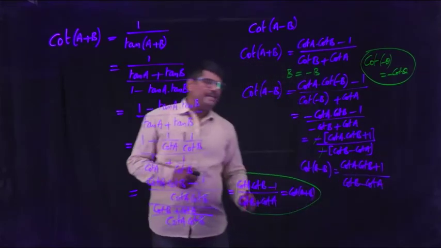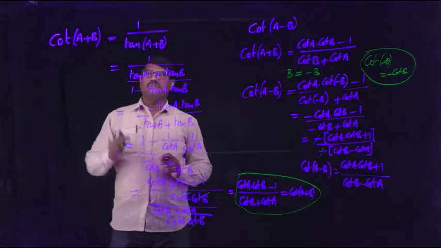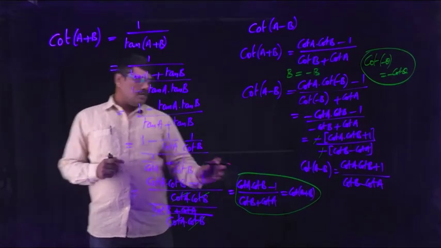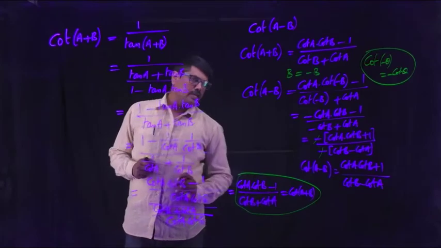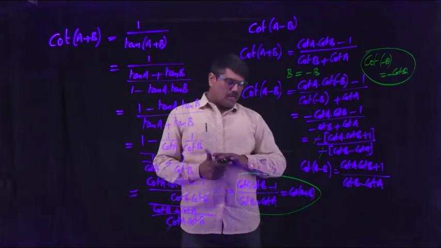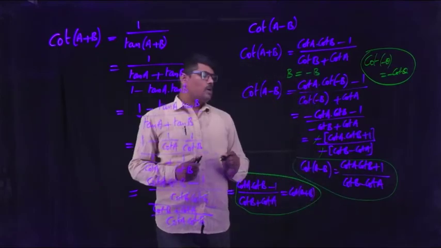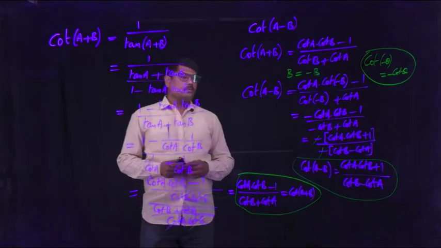Cot B minus cot A. So these are the formulas for the compound angles of A plus B and A minus B for cot. Remember, cot A plus B is cot A cot B minus 1 by cot B plus cot A, whereas cot A minus B is cot A cot B plus 1 by cot B minus cot A.